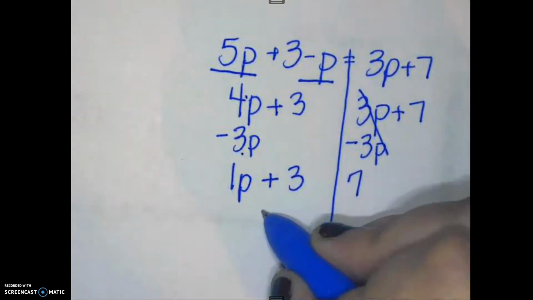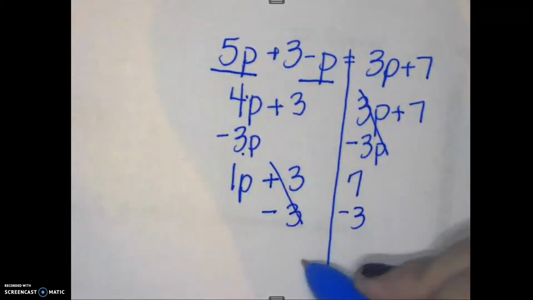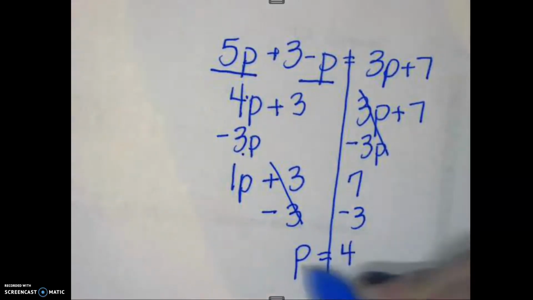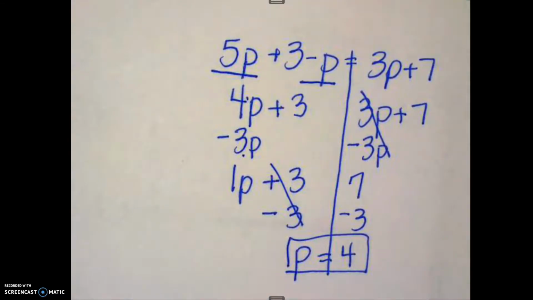Opposite of adding 3 is subtracting 3. And 1p is the same as just p. 7 minus 3 is 4. If you need to pause to copy that down, go ahead and do it.